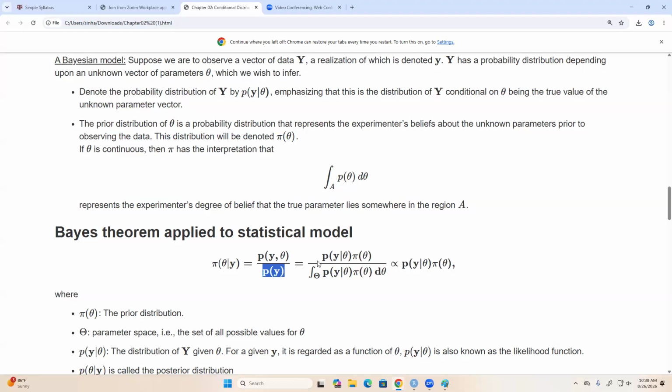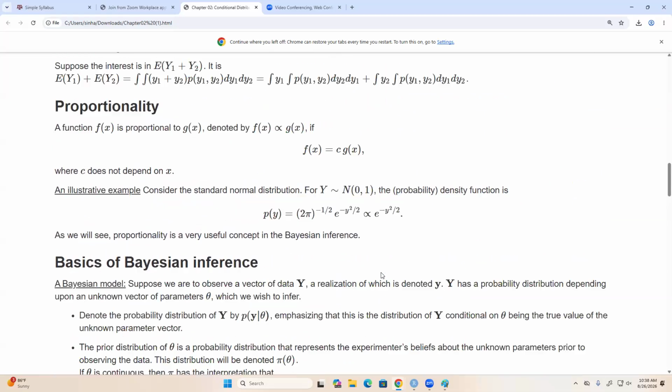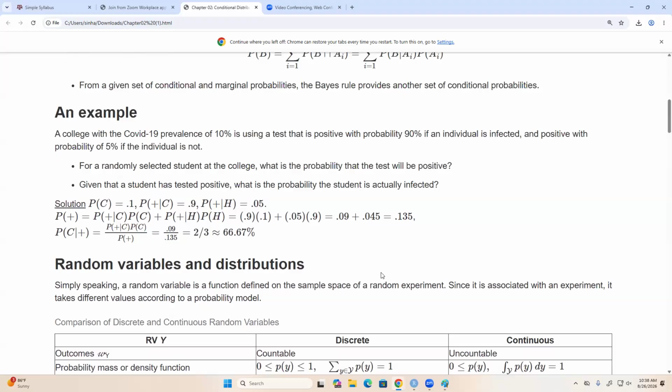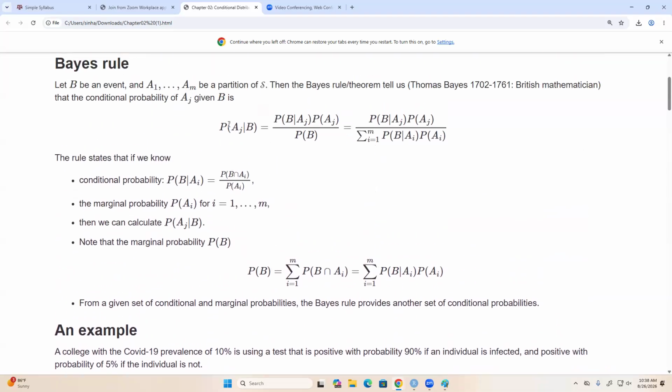And the joint distribution is written as p(y given theta) times pi(theta). And the marginal part in the denominator is written as the integral of p(y given theta) pi(theta) over theta. Now, do you see the similarity between this formula and the Bayes formula? The original Bayes formula was not written for a continuous random variable, but they are very analogous to each other. Look at this.